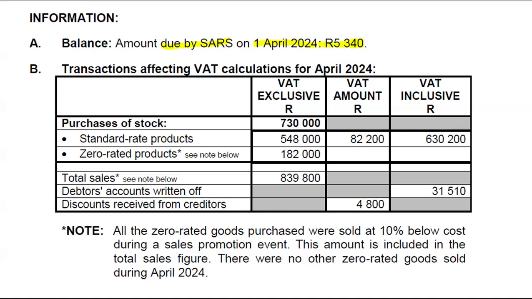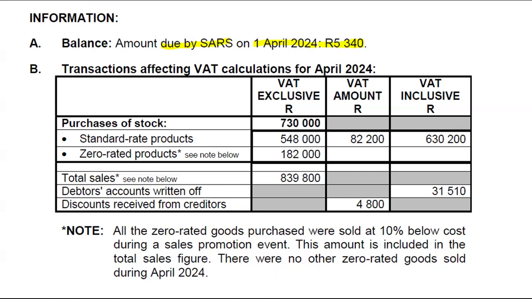Now, understand that VAT input is VAT that the VAT vendor is allowed to claim back from SARS. It comes into the business, so it's input. All right. VAT output is what is due to SARS. It's what the VAT vendor needs to pay over to SARS because that money doesn't belong to the VAT vendor. It belongs to SARS, South African Revenue Services.